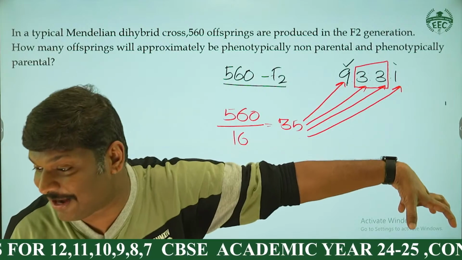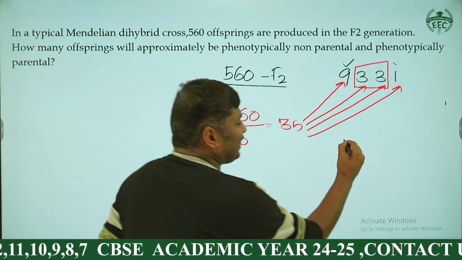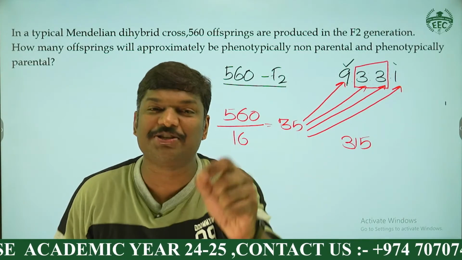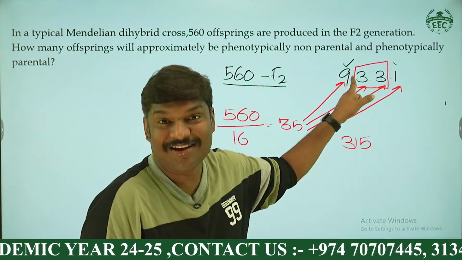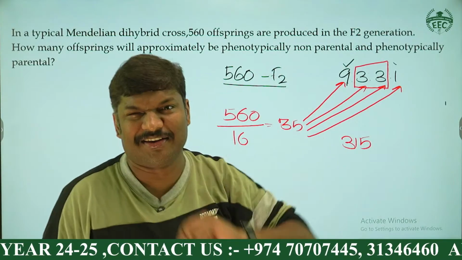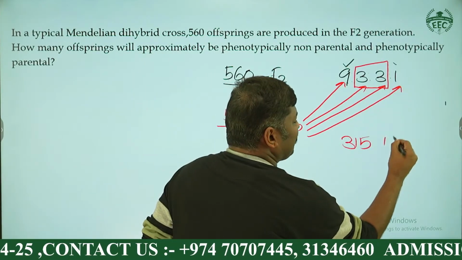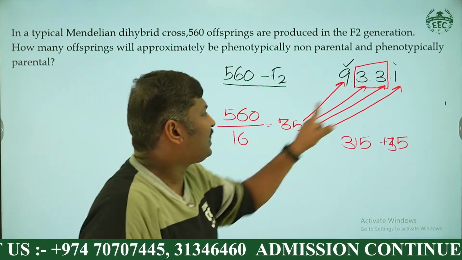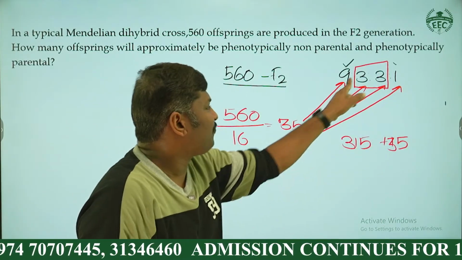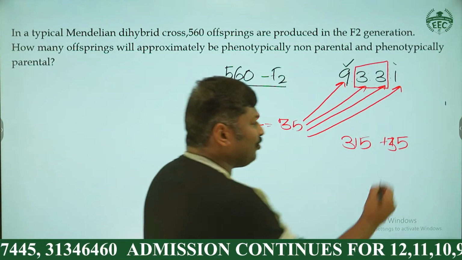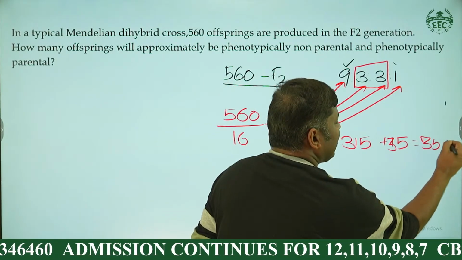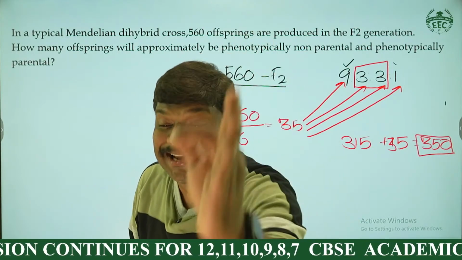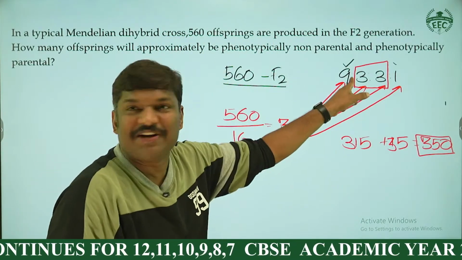Okay, and here you can see the 35, and when you are multiplying 35 into 9, you are getting a value, right? 35 into 9, that is 315. That means 315 offsprings are parental. And what is this one? That is 35, my dear students. 35 into 1, and 35 into 9 is 315. So altogether you will be getting 350, my dear students. And 350 young ones are parental, because one is 9 parental.